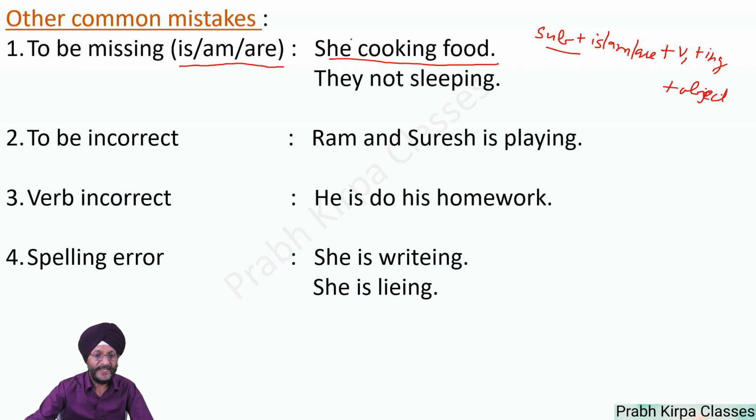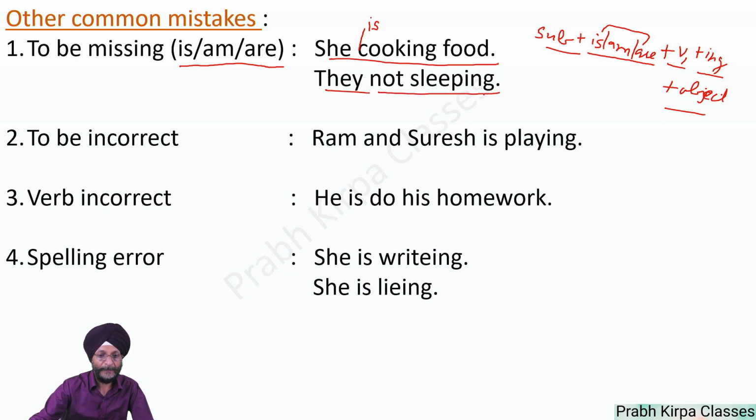So the subject here is she. Any of am, is, are is missing. So it is "she is." V1 is cook, and ing has been added. The object is there. So the only problem with this sentence is that is is missing.